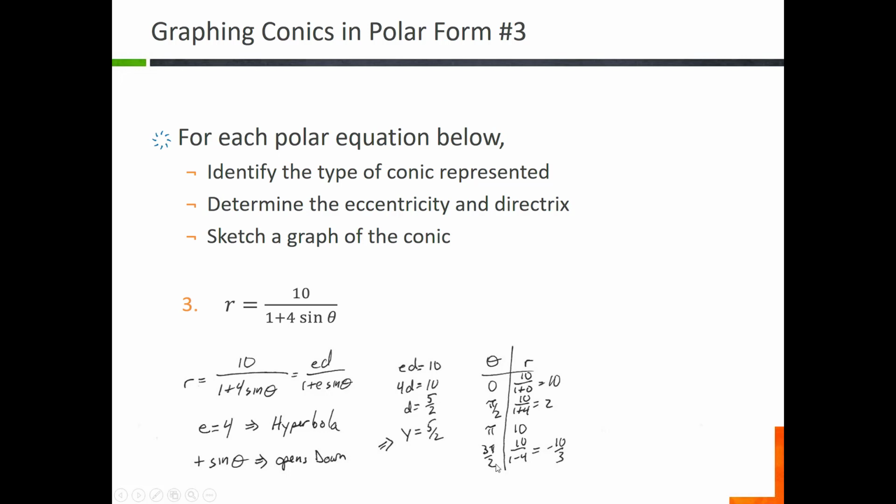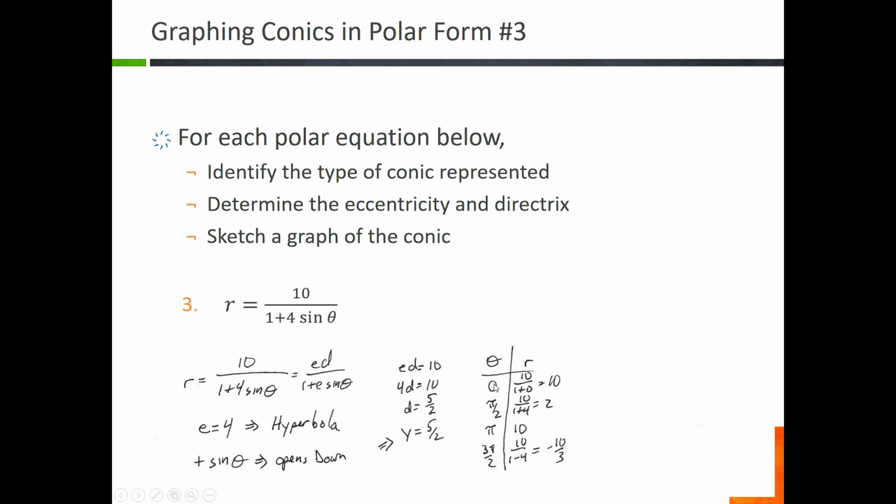Last one, this is going to be the weird one, since it's a hyperbola. If we plug in 3 pi over 2, 3 pi over 2 makes sine a -1. So 1 plus 4 times a -1 becomes a 1 minus 4. So we have 10 divided by a 1 minus 4, which becomes a negative 10 over 3, or 10 over a negative 3, doesn't matter. Okay. So what does that mean?